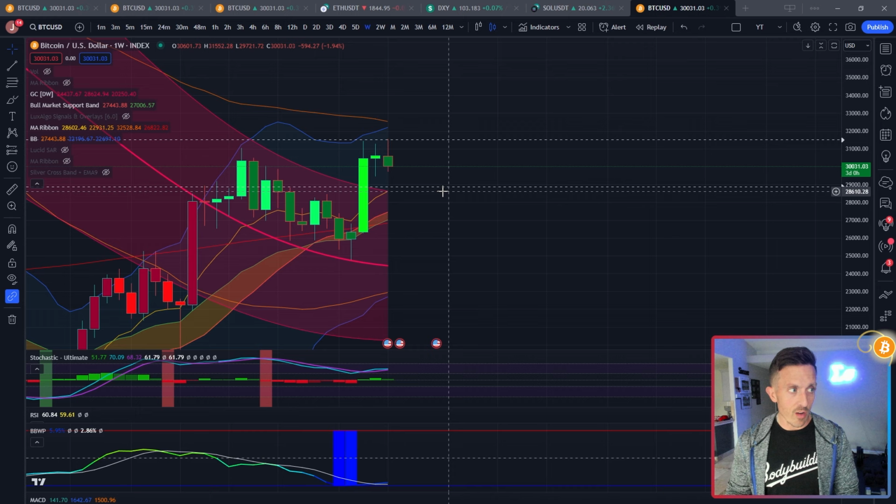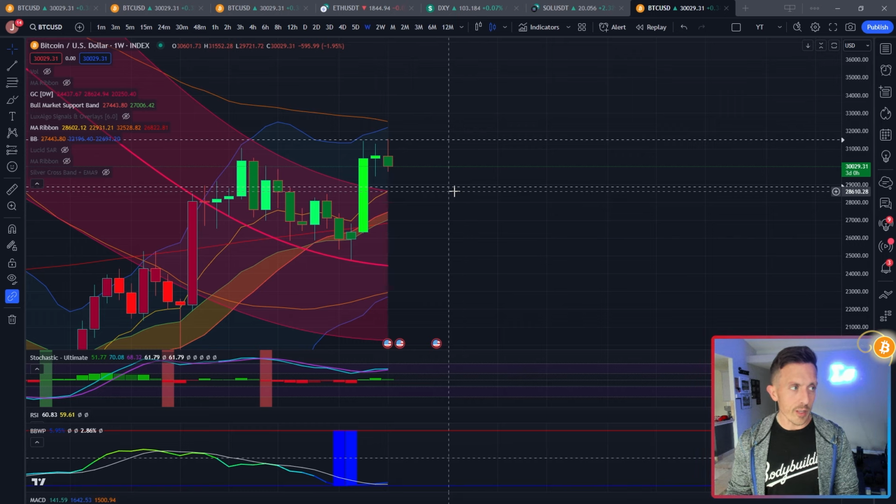I mean, it's clear as day right here. The bull market support band is way down here on the bottom. The mean of the Gaussian channel is even further. The two big things standing in the way, as far as support is concerned, of Bitcoin moving further down are the EMA9 and the top of the Gaussian channel.